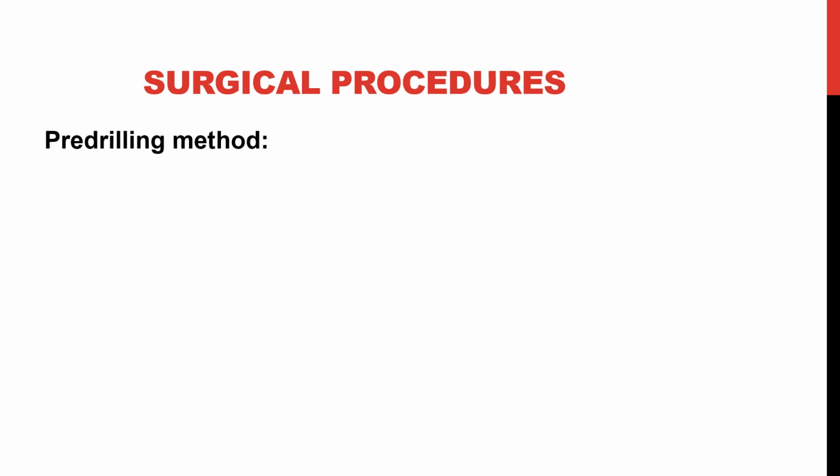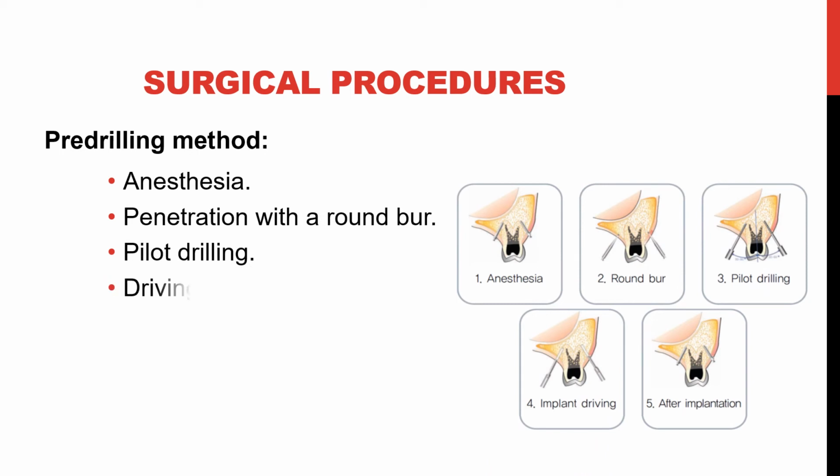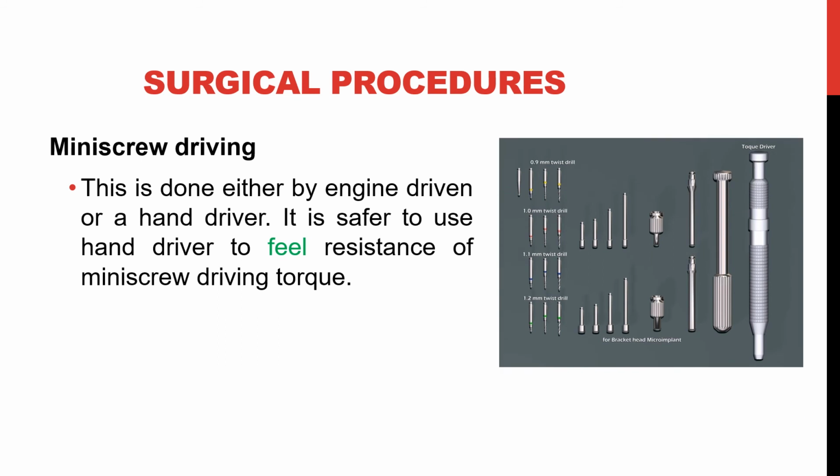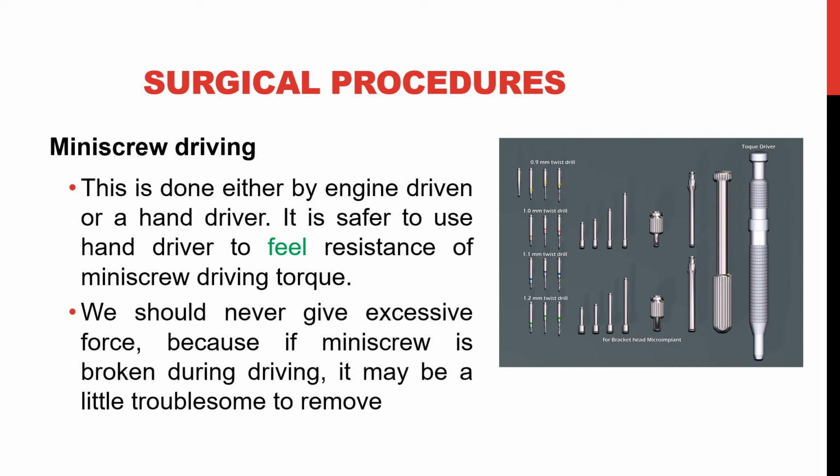For the pre-drilling method, we will administer anesthesia, then we will do penetration with a round burr, then perform pilot drilling, and then driving of the implant. Mini screw driving is either done by engine-driven through the use of a handpiece or hand-driven manually. It is safer to use a hand driver to feel the resistance of mini screw driving torque. We should never give excessive force because if the mini screw is broken during driving, it may be a little troublesome to remove.